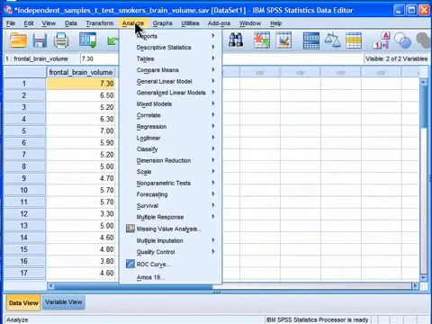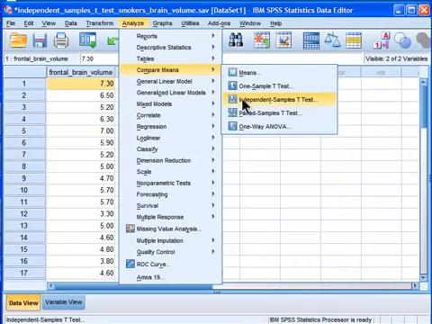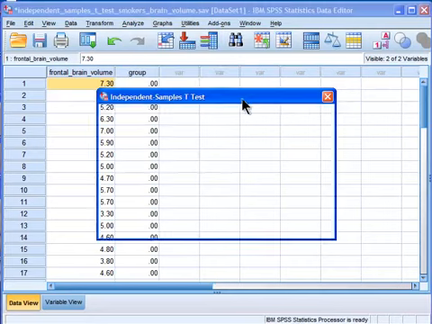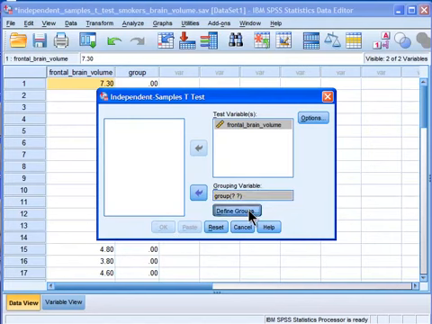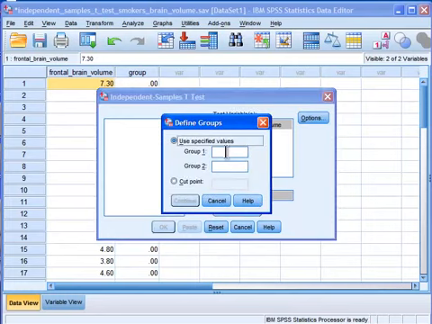So go into Analyze and Compare Means, Independent Samples t-test. So we've got frontal brain volume here. That's our dependent variable. Put that into the Test Variables window. And then we've got group, and put that into the grouping variable box. And then SPSS is going to ask you to define the groups, which is simple enough. Click on Define Groups, and then type 0 for group 1 and 1 for group 2. So we've got our non-smokers and our smokers.